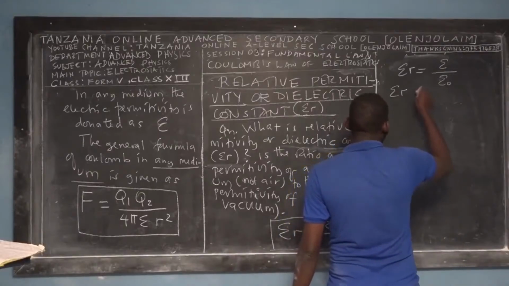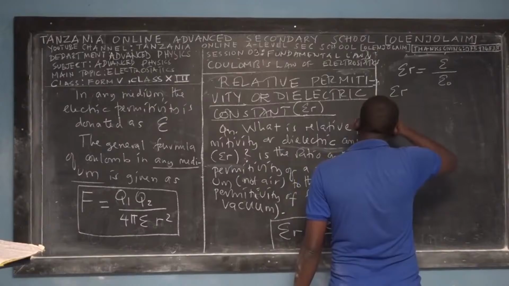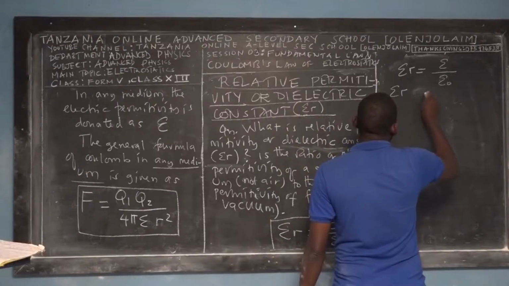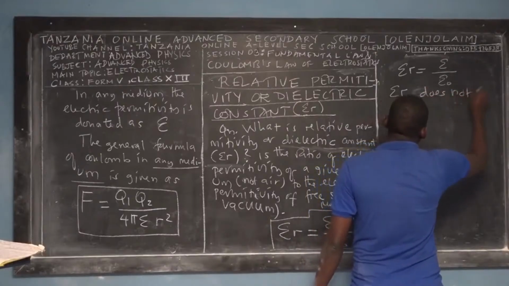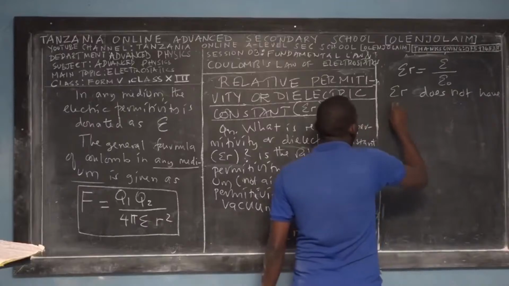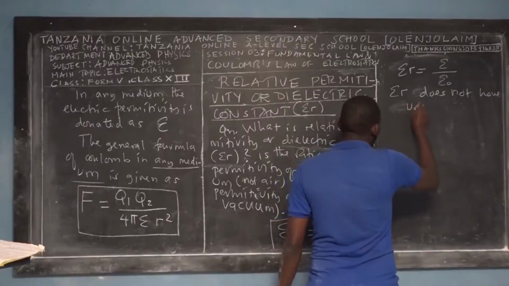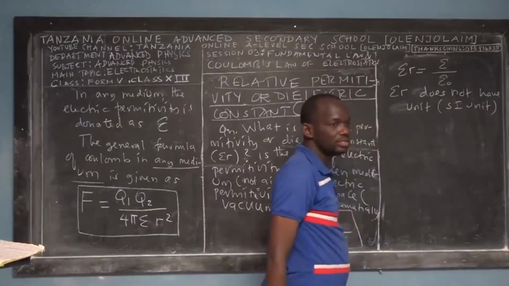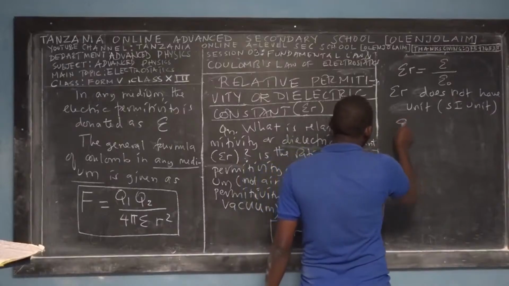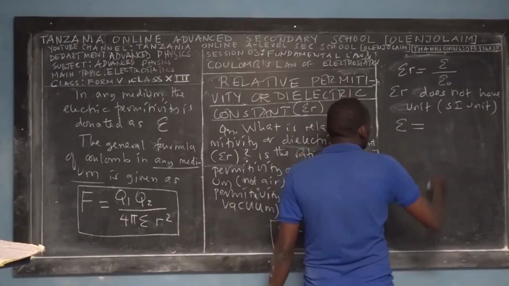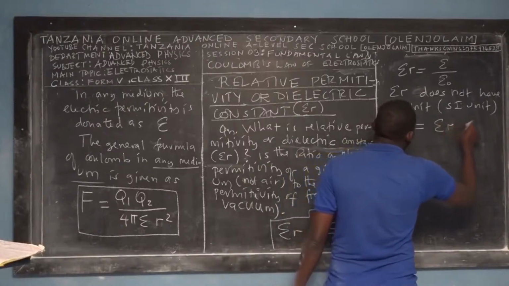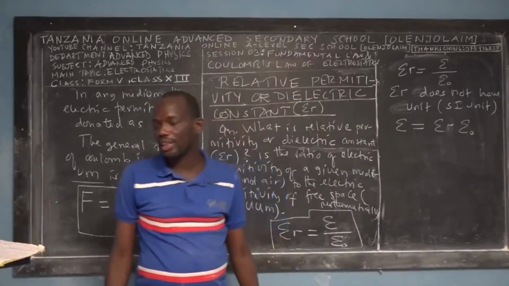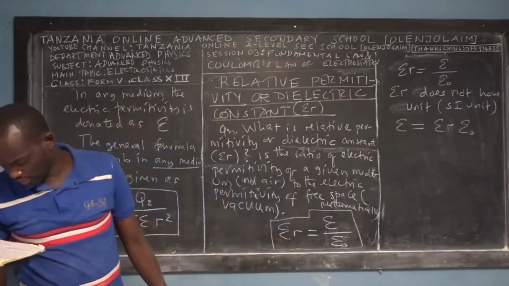So we say that relative permittivity, or the electric constant, does not have an SI unit. It does not have a unit at all. But another thing is that we can express the electric permittivity of any medium as the relative permittivity times the permittivity of the free space. Are we together? Okay. So that is relative permittivity.